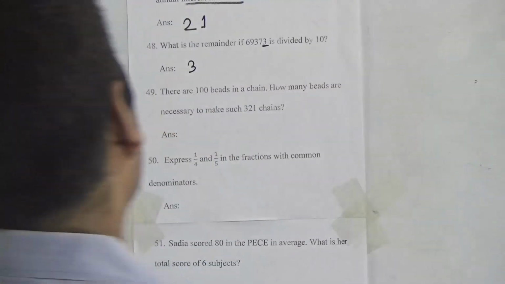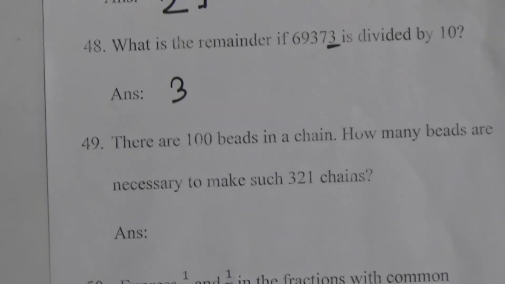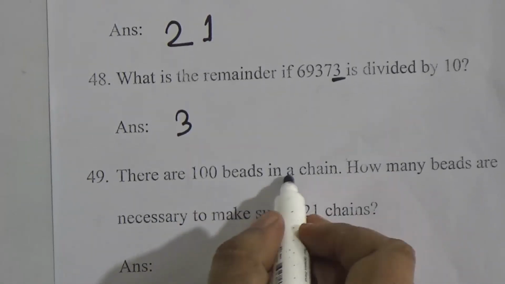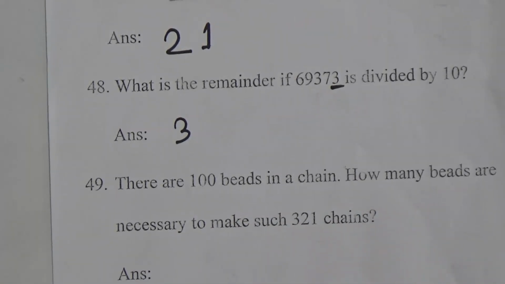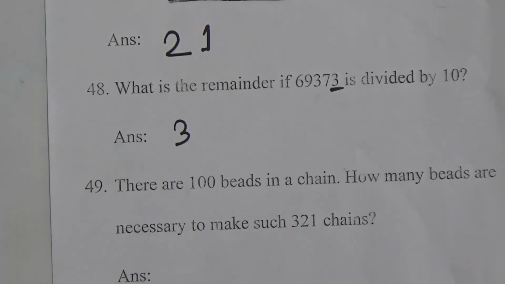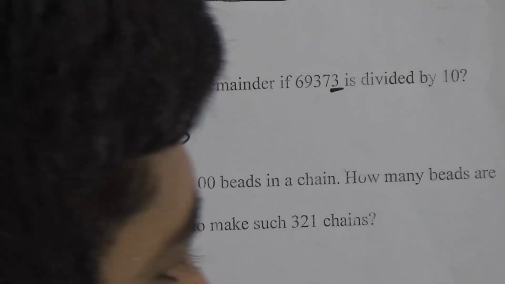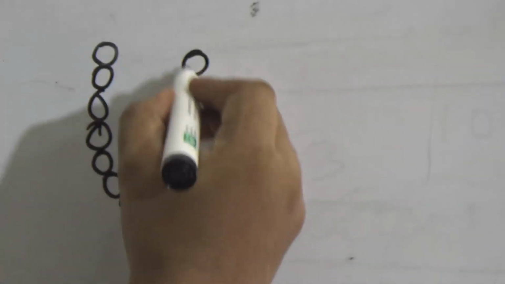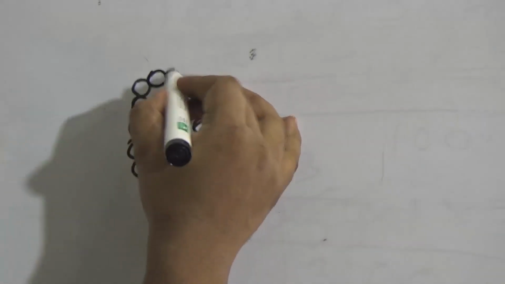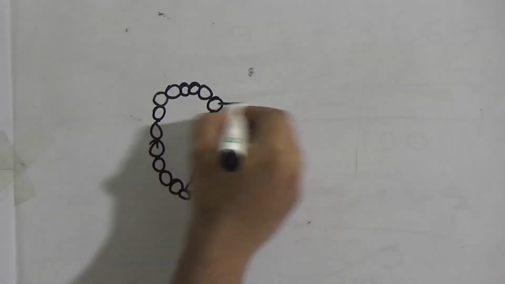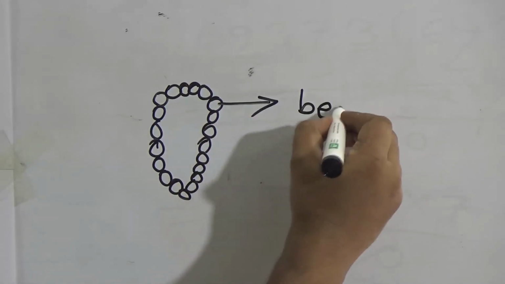Next on question number 49. My dear student, notice there are 100 beds in a chain. How many beds are necessary to make 321 chains? Do you know what is a bed? Notice, what is this? This is a chain. And these are called beds.